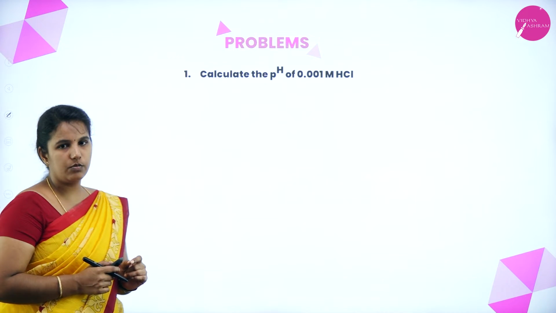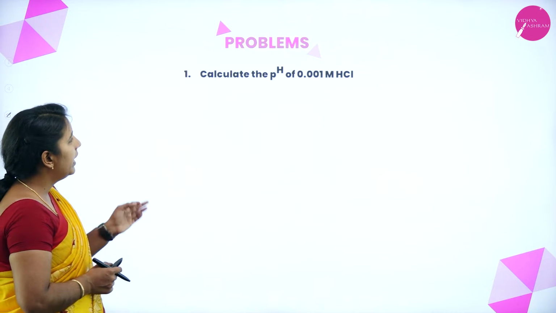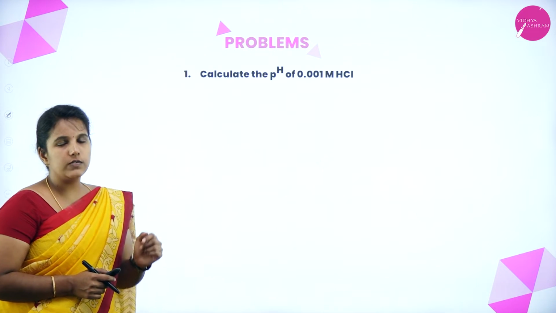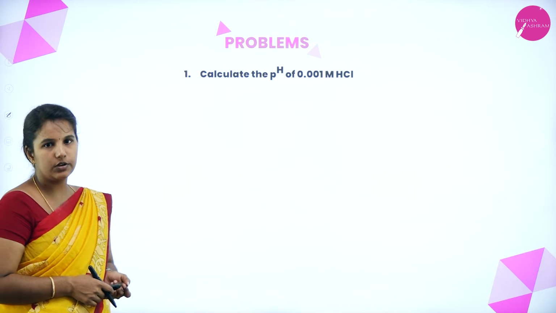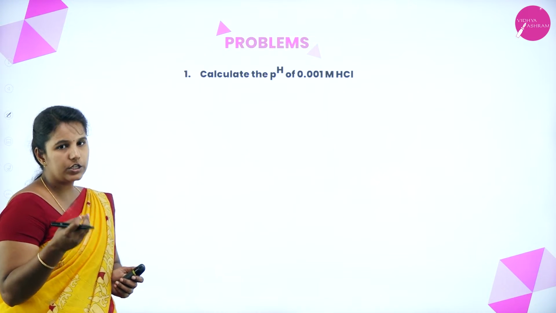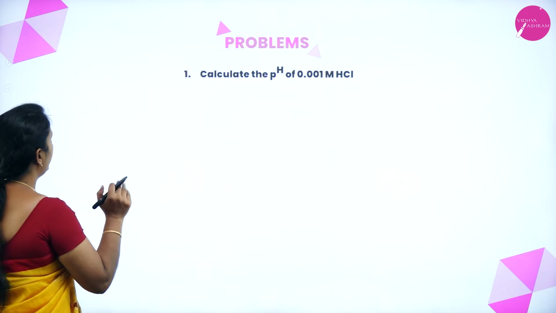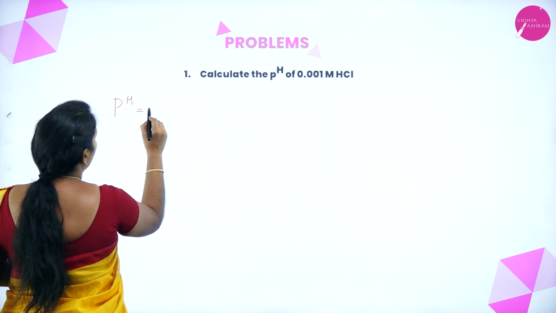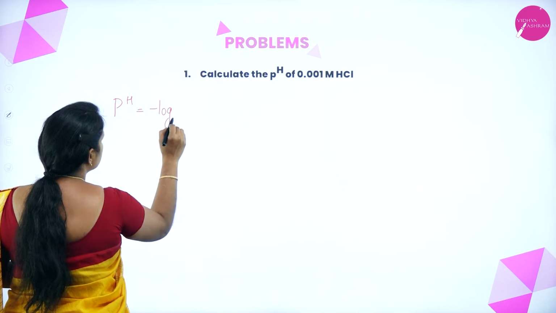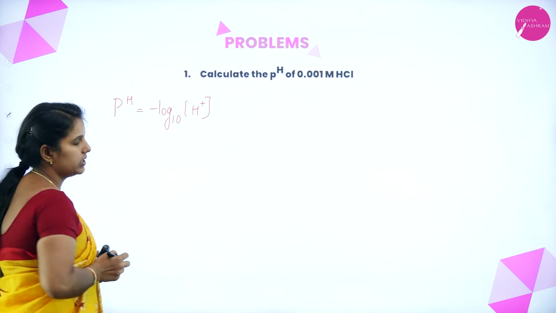Next we have some numericals. Let us see how to solve this. Calculate the pH of a 0.001 molar HCl solution. So they have given the molar concentration of the HCl solution, and we need to calculate the pH of the solution. We know that the pH of the solution is obtained by the formula negative log base 10 of the molar concentration of the H plus ion.